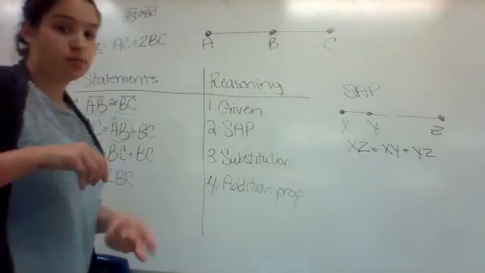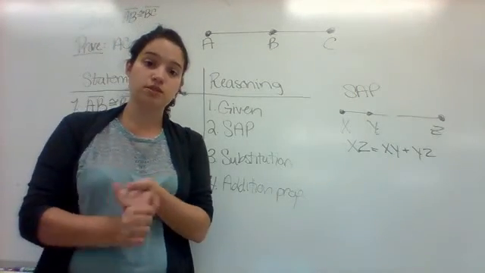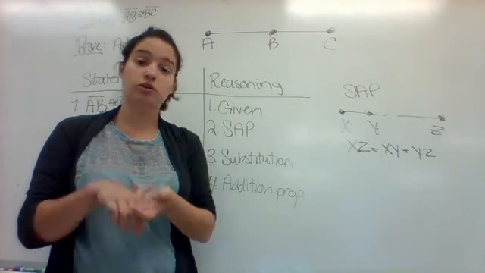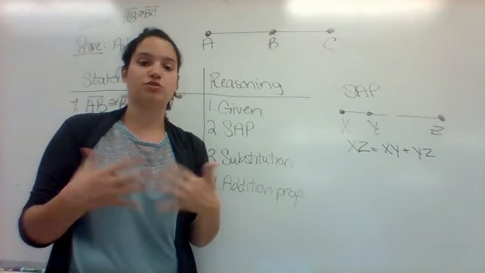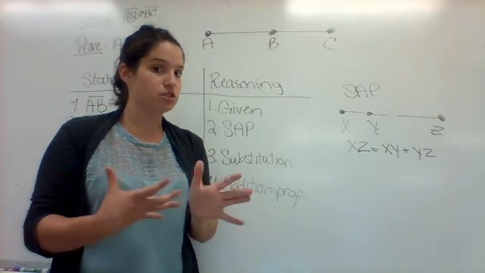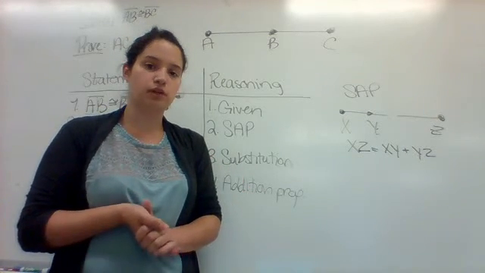Okay, so keep track of your geometry toolbox and your Properties of Equality worksheet. You're going to be using those throughout the semester, so just make sure that you have them for when we add on. Hopefully that enlightened you a little bit as to what a two-column proof is.